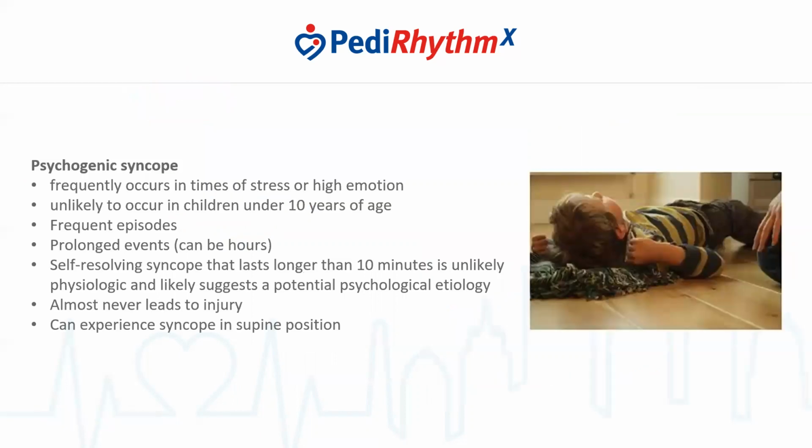Psychogenic syncope frequently occurs in times of stress or high emotion and is unlikely to occur in children under 10 years of age. These psychogenic episodes may be a manifestation of underlying conversion disorder. Self-resolving syncope that lasts longer than 10 minutes is unlikely physiologic and likely suggests a potential psychological etiology. Psychogenic syncope almost never leads to injury and can occur in the supine position.